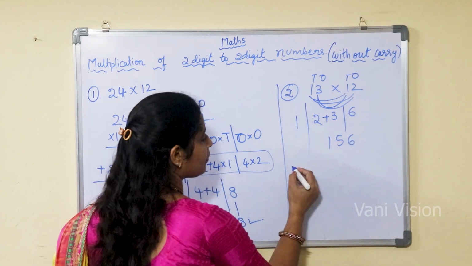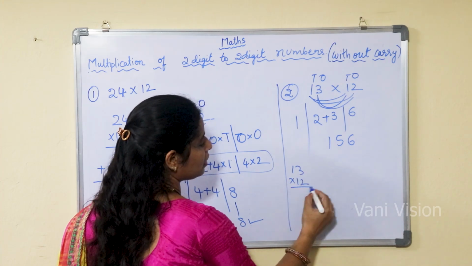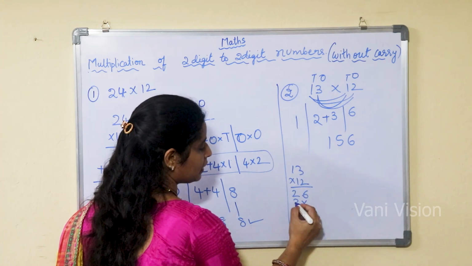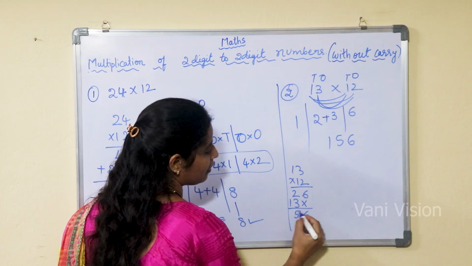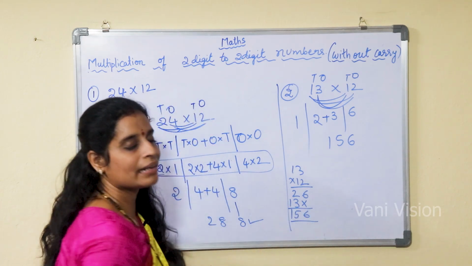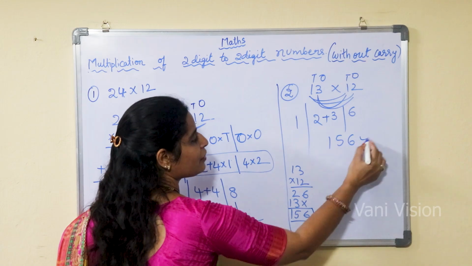Shall we check it? So 13 into 12. 6, 2, 3, 1, 6, 5, 1. So 156. So which one is easy?